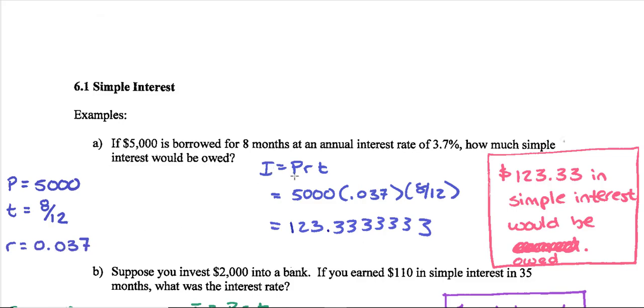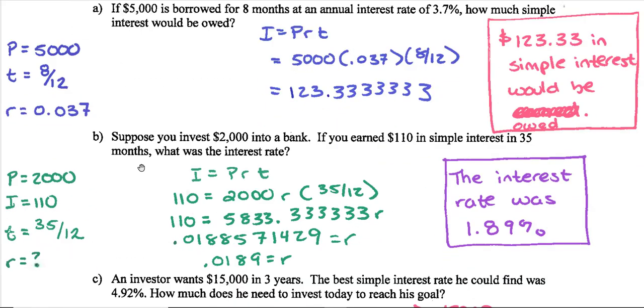So now I can plug in my P, my R, and my T. So my simple interest will be 5,000 times 0.037 times 8 over 12, which gives me 123.33333333. So how much interest will be owed? $123.33 in simple interest would be owed.